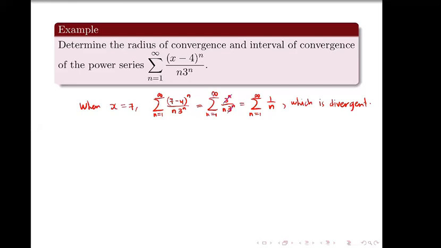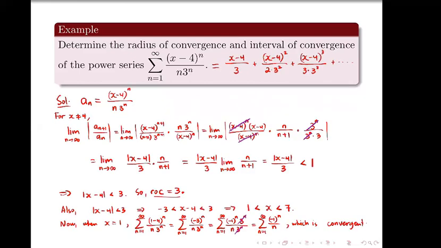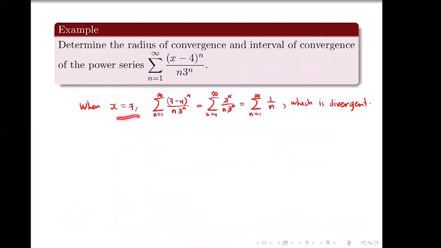So from here, we are sure that the series will converge on this interval. And then because of this computation, we will now include 1. Because of this computation, we will not include 7. So the interval of convergence will be from 1 up to 7, including 1, but not 7.